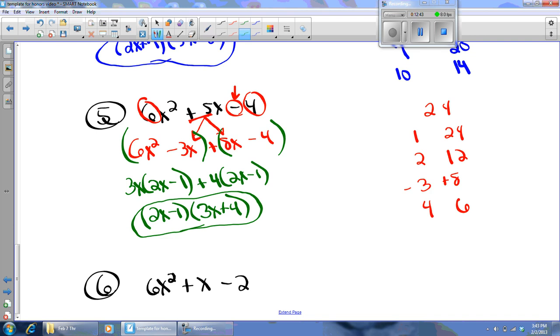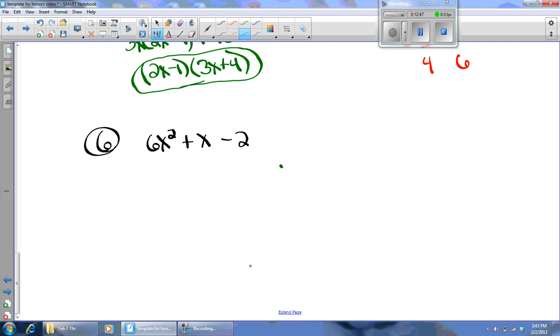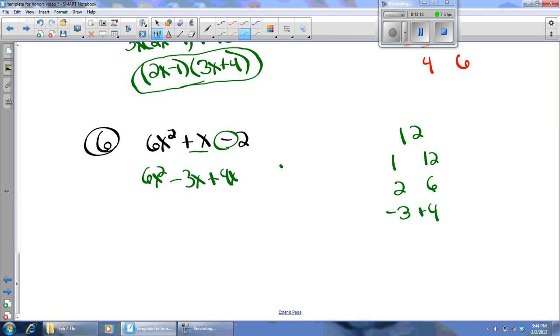There it is. All right, one last one. The product of 6 and 2 is 12. Factors: 1 and 12, 2 and 6, 3 and 4. I'm subtracting to get positive 1, so that'll be a plus 4 and a minus 3. 6x squared. Which one do you think would make the most sense to write first? The 3 or the 4? I'm thinking the 3. 6x squared plus 4x minus 3x minus 2.